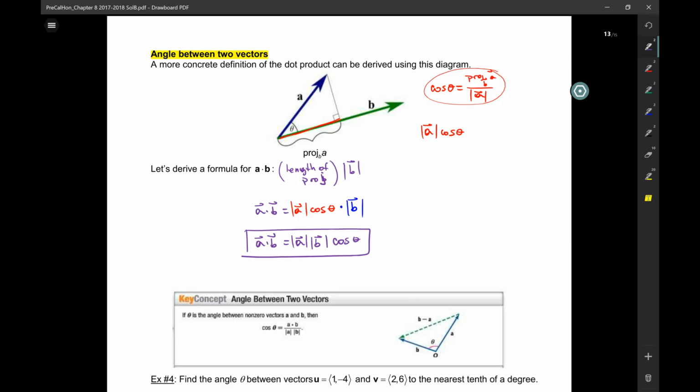Yes, A dot B is a dot product. Conceptually, it's the length of the projection times the length of vector B, but that doesn't play out into the form. I'm deriving it. So what is the length of the projection? Well, I got it from here, times that. Okay, so now let's go back.